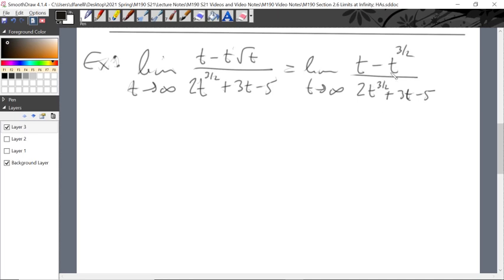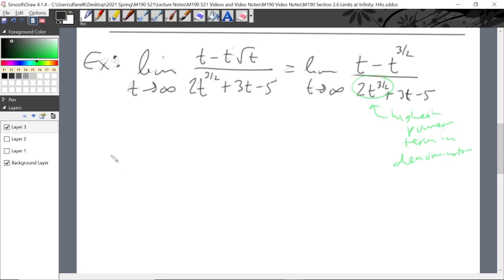So now we have terms on top where the exponents go up to 3/2, and terms in the denominator where the exponents go up to 3/2. So the highest power term of the denominator is 2t to the 3/2. Right? That's the highest power term we have in the denominator.